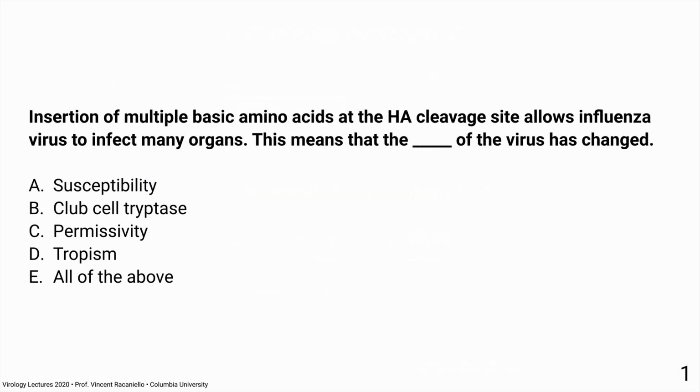Our first question is, insertion of multiple basic amino acids at the HA cleavage site allows influenza virus to infect many organs. This means that the blank of the virus has changed. So blank is susceptibility, club cell tryptase, permissivity, tropism, all of the above. The answer is the tropism of the virus has changed. The highly pathogenic avian influenza viruses have multiple basic amino acids at the HA cleavage site, and that allows cleavage by furins, which give it a broader host range.